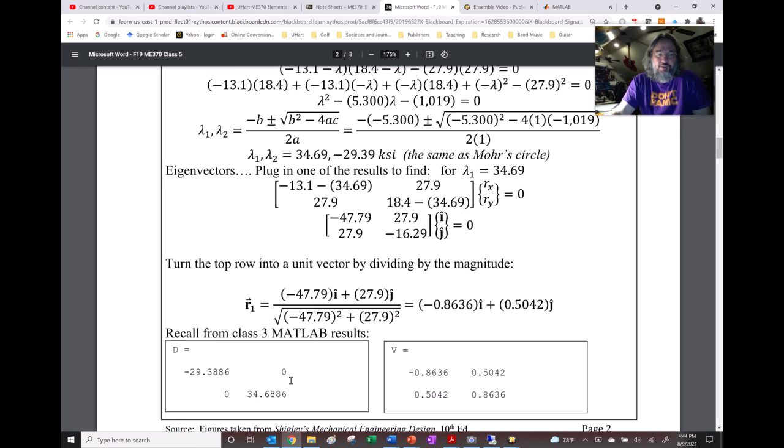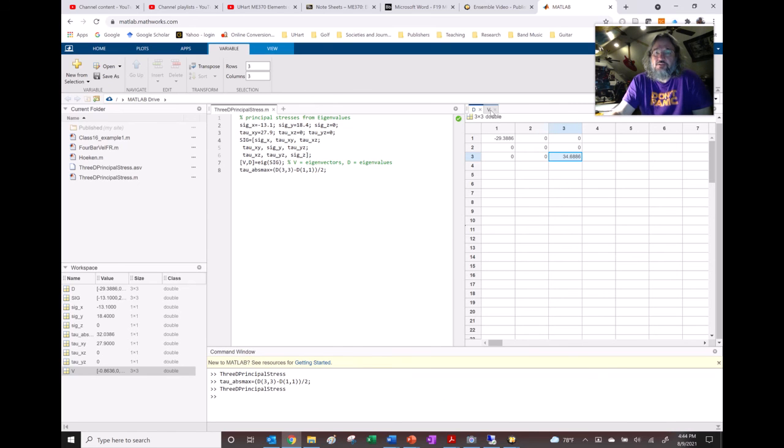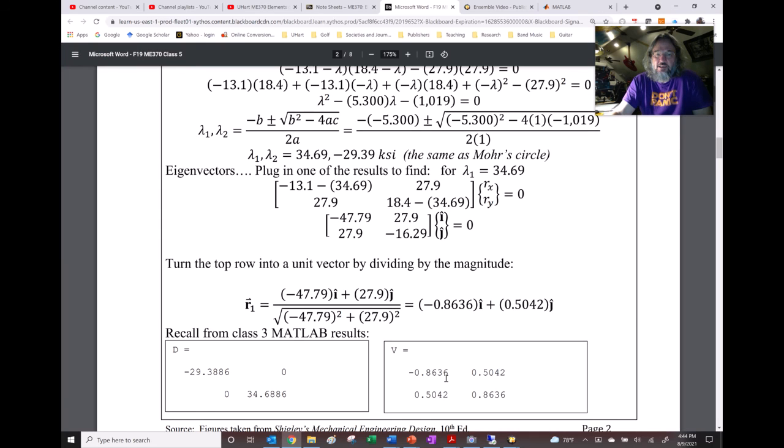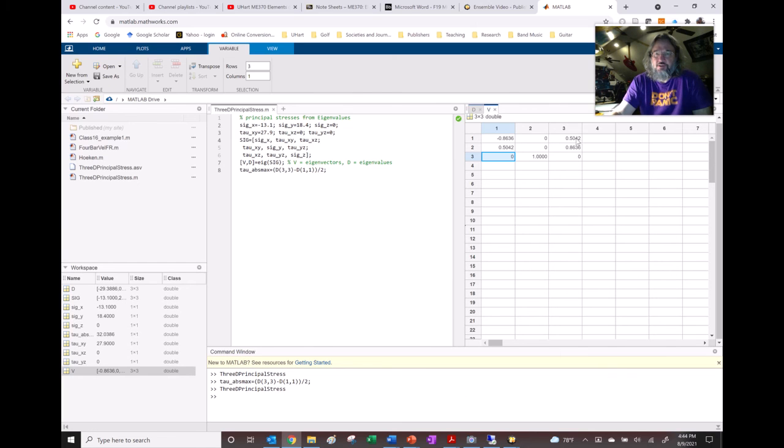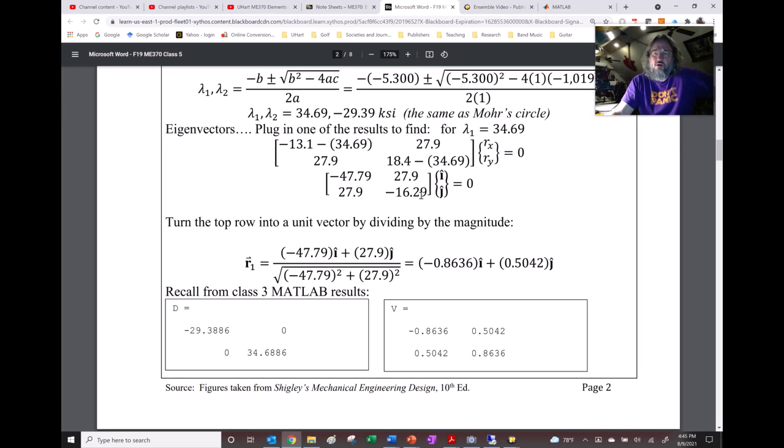So let's see, what did I get here, right? I got for the vectors, you see, I got the 8636 and 5042, and you get the 8636 and the 5042 right here. So I guess the answer is it's the columns, right, that are going to mix up in there. And the same thing here for the other eigenvector is going to be that right there. So there's the eigenvalues and the eigenvectors, to be done in the case of three-dimensional stress, where you have a more complicated situation.